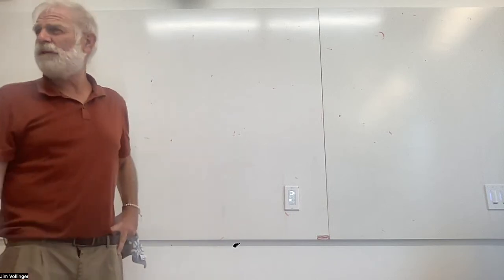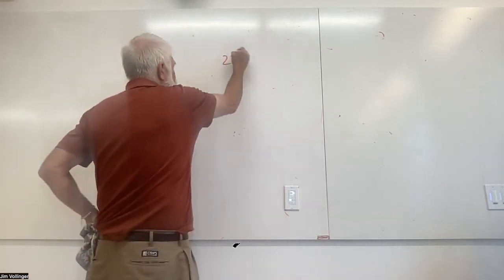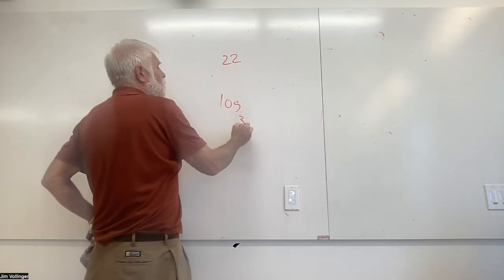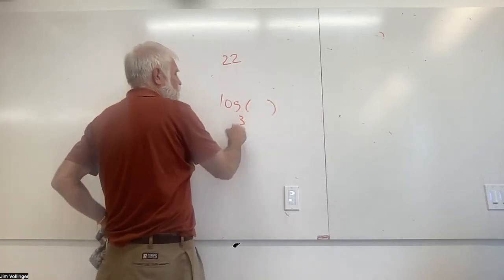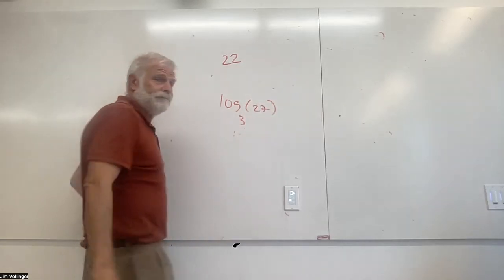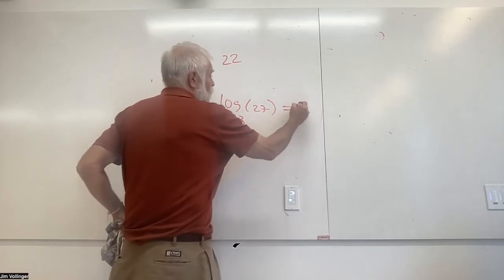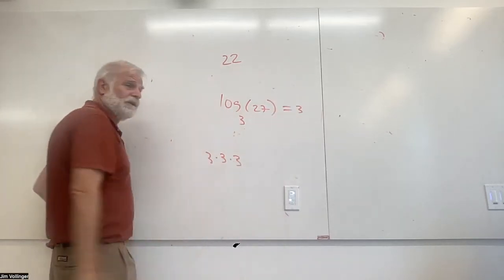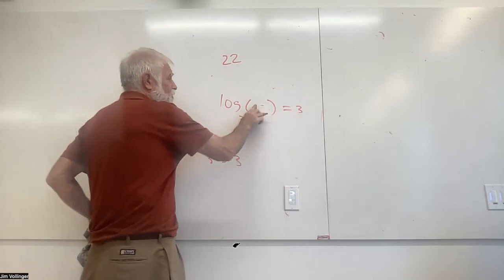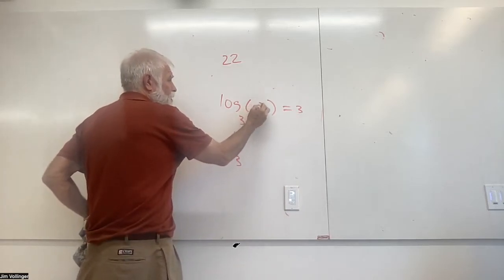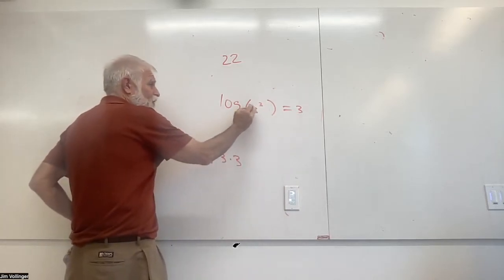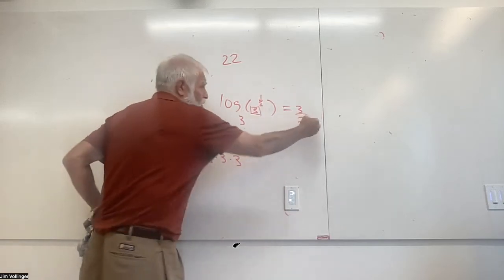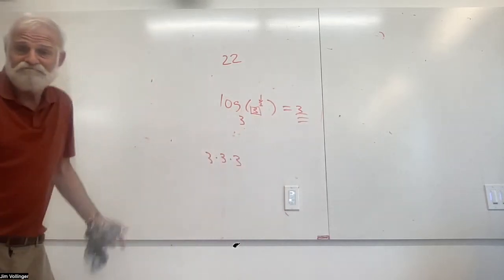Next one, 22, I think. Problem 22 was a log, an exponent. So we're looking for the exponent that turns a 3 into a 27. Well, we said 3, because 3 times 3 is 9, times 3 is 27. 27 is 3 to the 3, and we're looking for the exponent on top of 3. Well, there's the 3. What's the exponent on top of it? A 3. Okay.